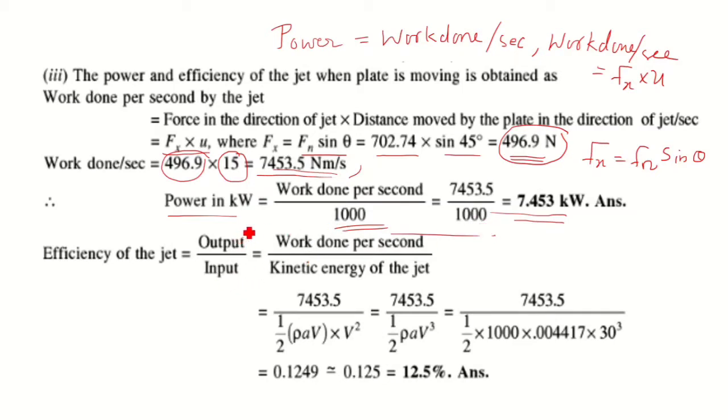So efficiency is output by input. Output is the work done per second, divided by the kinetic energy of the jet. Work done per second is already here, 7453.5, divided by kinetic energy, which is half m v square. m is rho a v, into v square, so half rho a v into v cube. Substituting the values, we will get 0.125. Converting into percentage, it gives 12.5 percent as the efficiency of this setup.